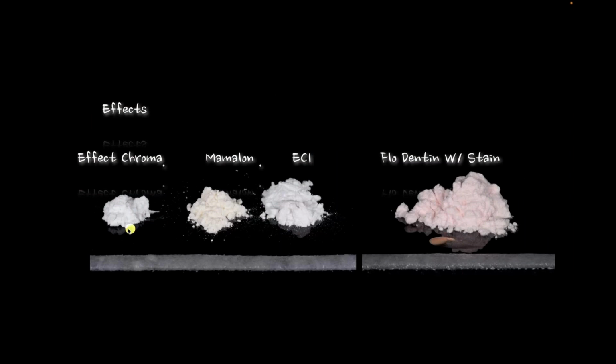is which effects are going to give me what I need. Can I just go straight with chroma effects, meaning that a mamelon material or an effect chroma or a fluorescent dentin material? Can I use mamelon materials? Will the mamelon materials give me the colors and the effects I need? Or do I want something different there?